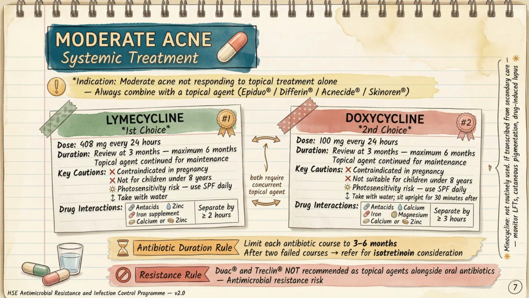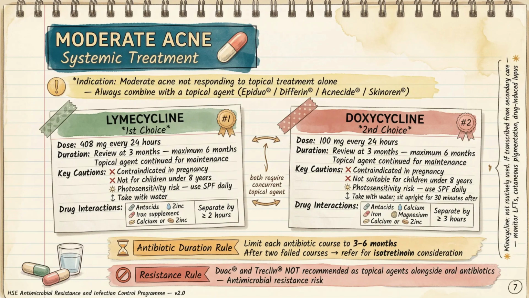And before we prescribe, 3 guiding principles to keep front of mind. 1. Review the oral antibiotic at 12 weeks. If there is no response, change the plan. 2. Limit treatment to 3 to 6 months per course. 3. If the patient has failed 2 appropriate antibiotic courses, it is time to consider referral for isotretinoin.